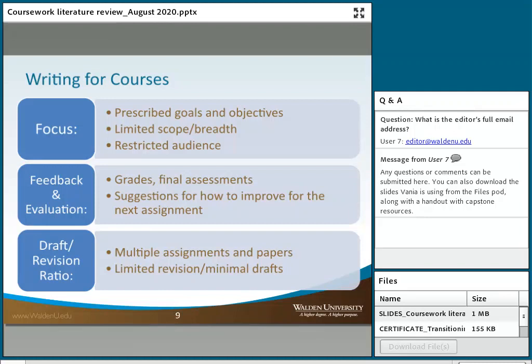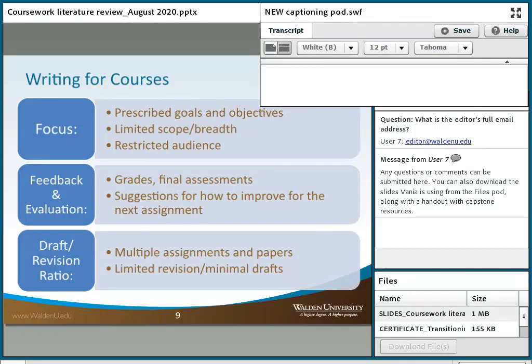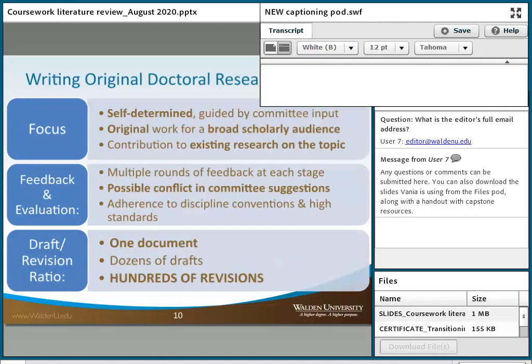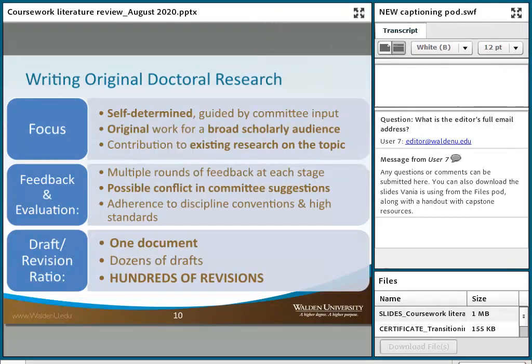I want us to get out of the grade mindset, but at the same time, I think it's a useful idea to think of here: when you're writing a paper, you're going to get a grade, and you're going to move on. And then with the draft and revision ratio, when you're writing a course paper, you're going to have maybe a draft or two, maybe one draft, a bunch of revisions, but it's limited. That revision and draft ratio is incredibly limited.